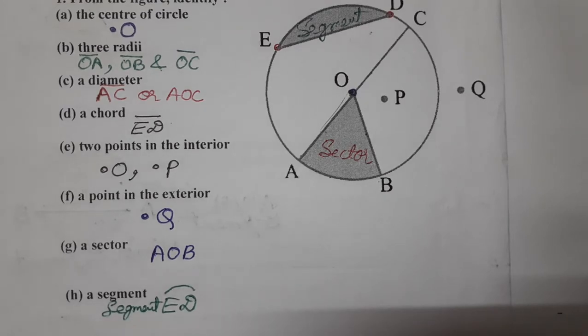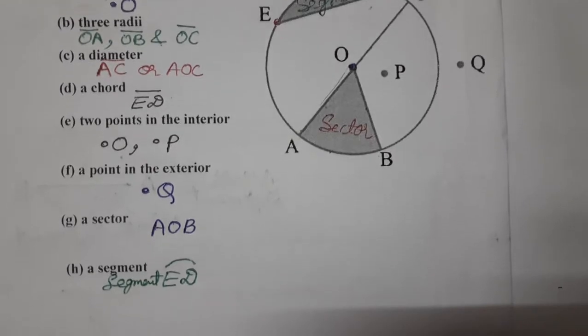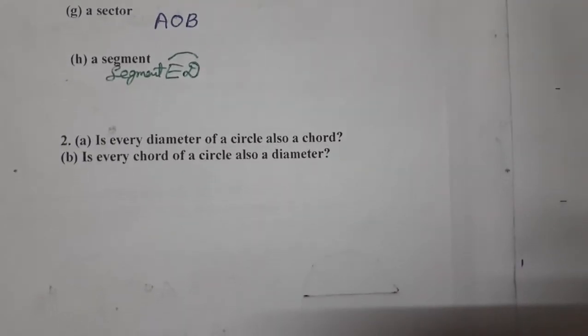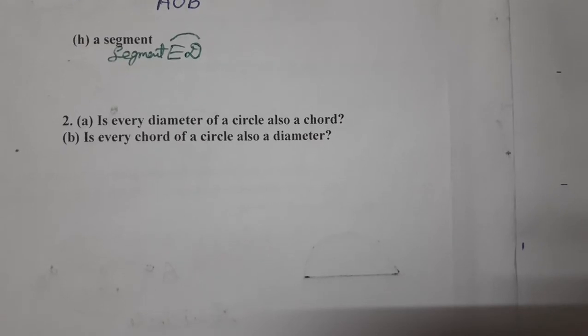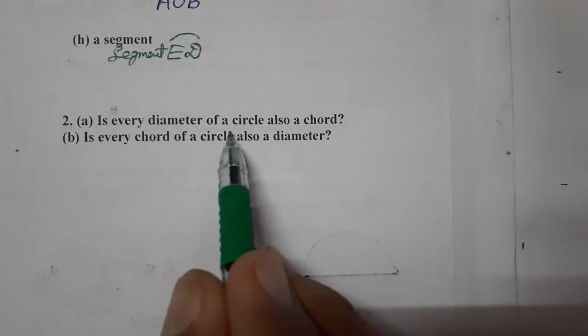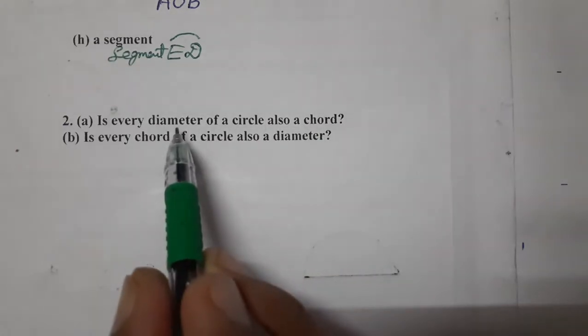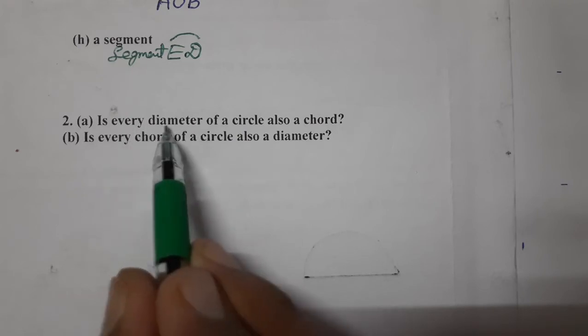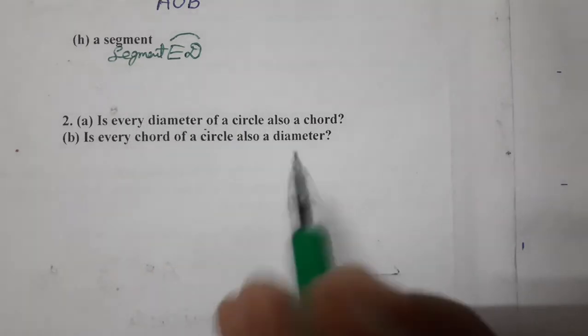Now comes the second question. So let's see the second question. Is every diameter of a circle also a chord? Yes, every diameter of a circle is a chord. हम बताए diameter is the longest chord. Diameter कैसा है? Longest chord है. तो is every diameter also a chord? Yes.